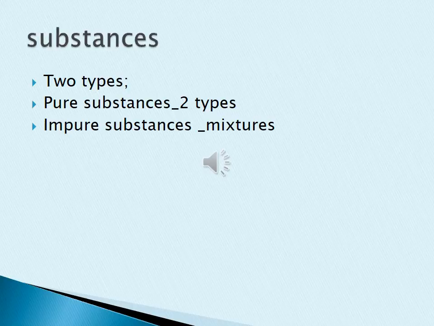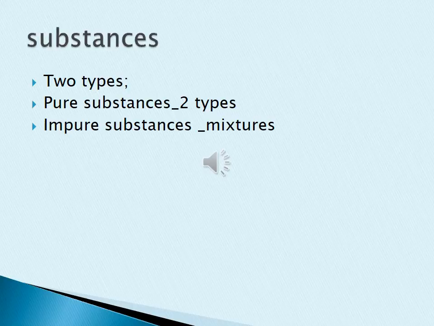Now, next we will study about types of mixture. There are 2 types of mixture: homogeneous mixture and heterogeneous mixture. What about the homogeneous mixture? What about the heterogeneous mixture?